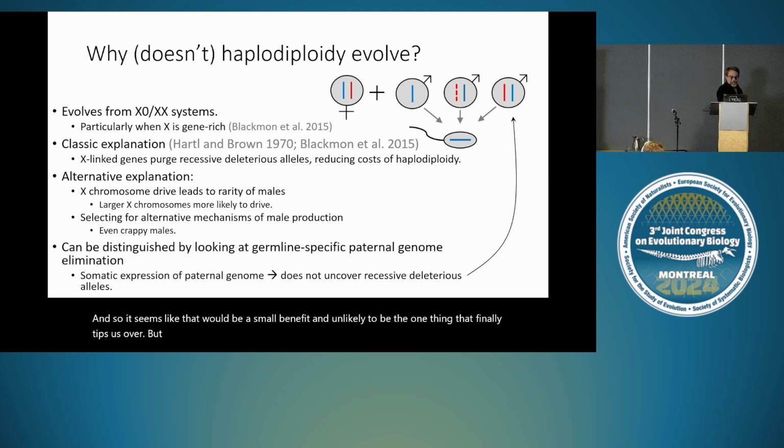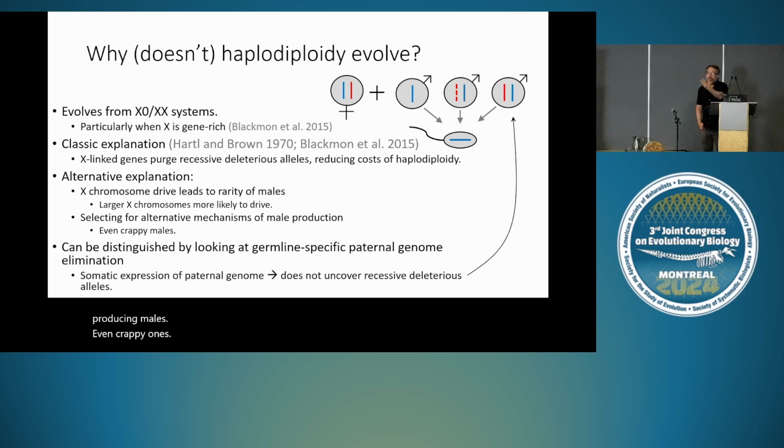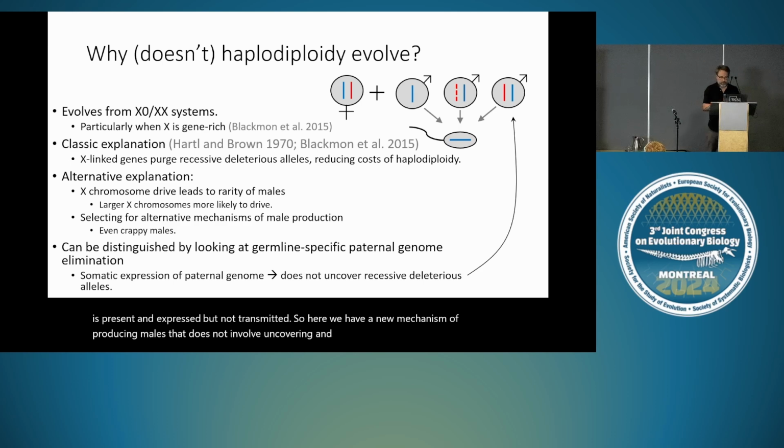But how can we test it? Well, we have an alternative explanation, and that's that X chromosomes, by their nature to drive, can cause a deficit of males. And when there's a deficit of males, males are extremely fit even if they're crappy. So that male limitation due to X chromosome drive could select for alternative means of producing males, even crappy ones. We realize this could be distinguished by looking at the form in which the paternal genome is present and expressed but not transmitted. So here we have a new mechanism of producing males that does not involve uncovering recessive deleterious alleles.